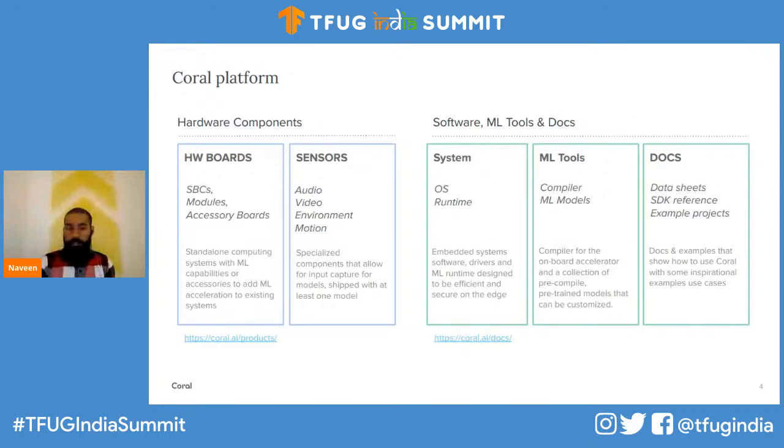When I'm introducing the Coral platform, it consists of two components: the hardware components and the software components. Under hardware components, we have solderable modules, accessory boards, and environmental sensors. Under software components, we have the OS, runtime, and a compiler for exporting machine learning models to Edge TPUs, and lots of documentation for your reference.